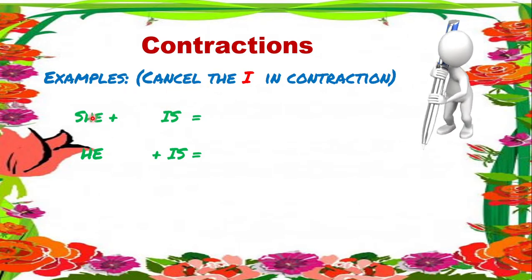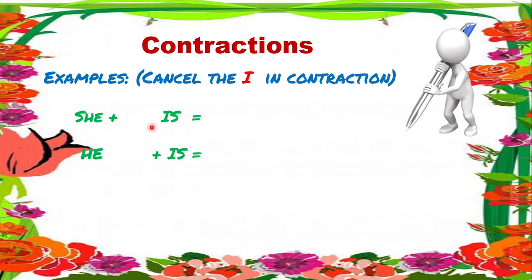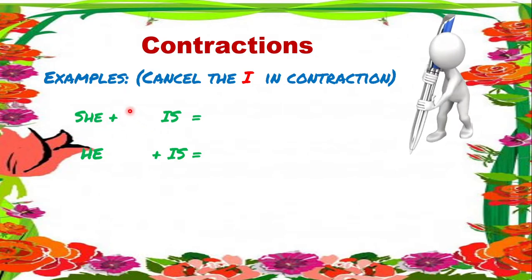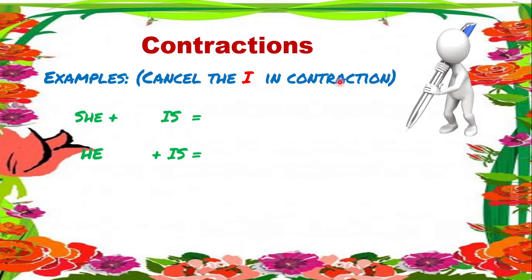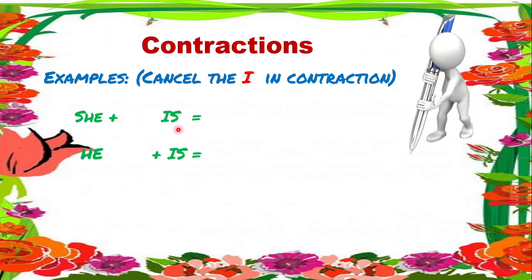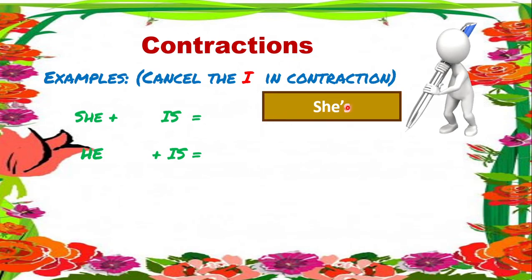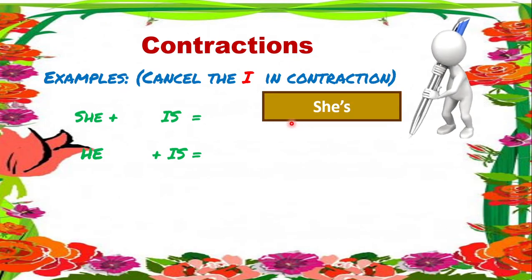So the pronouns she and he are for singular, so it's is. Cancel the I in the contraction. So here we cancel the I. She plus is. What will it be? What do you think? Yes, she's. She's going to the bookstore.